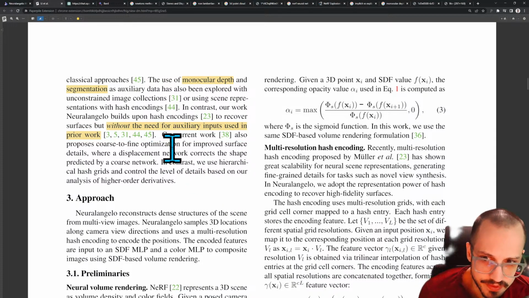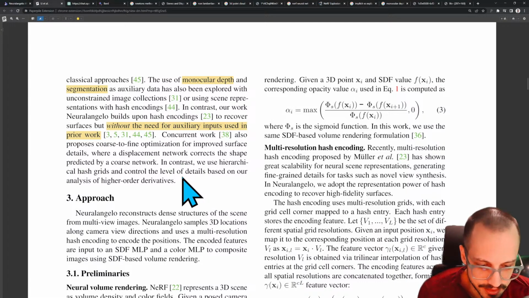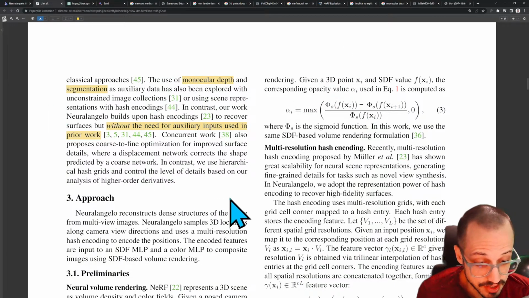So the impressive thing about this paper is that they're not doing any of that, right? They're just using RGB camera images, and that's it. They don't have any structure from motion, they don't have any depth, they don't have any segmentation, and it still works very well.